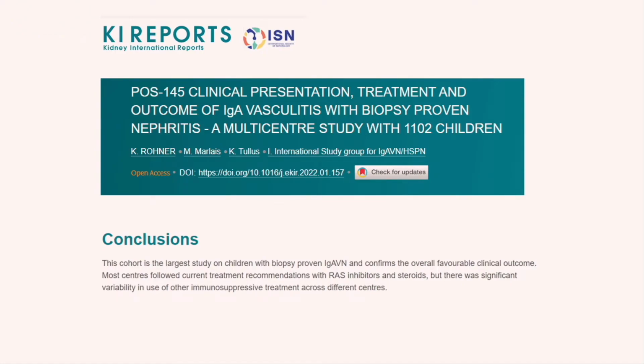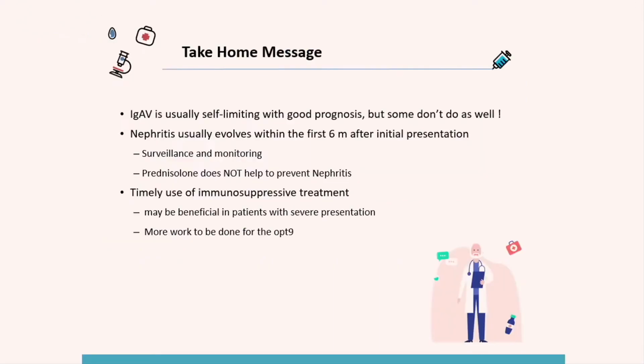So we are glad to see that, and we are also taking part in this multi-center study, which involves 1,100 children. This is a multi-center study coordinated in the international arena, looking at the data and epidemiology as well as the treatment in IgA children. So hopefully from the analysis of this study, we would know a little bit more about what we should do in the future for IgA children.